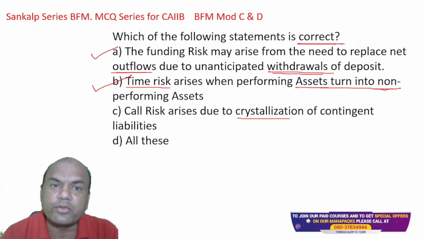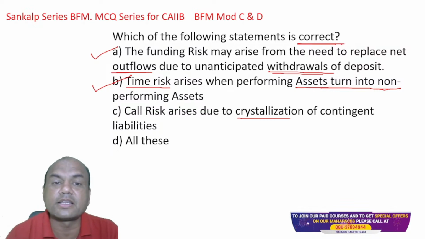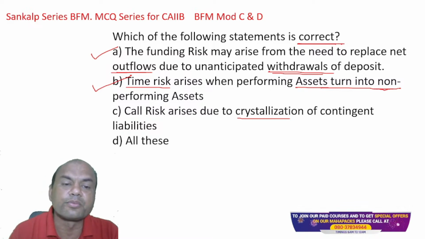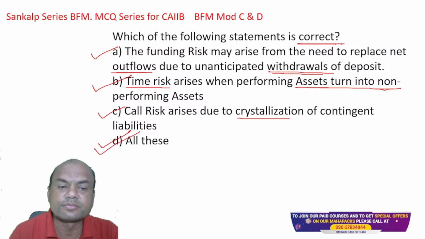So when I have to pay for this, this is called crystallization, and this is known as call risk. Okay. So the third is also true. Okay. This is also true. So the answer is all of these.